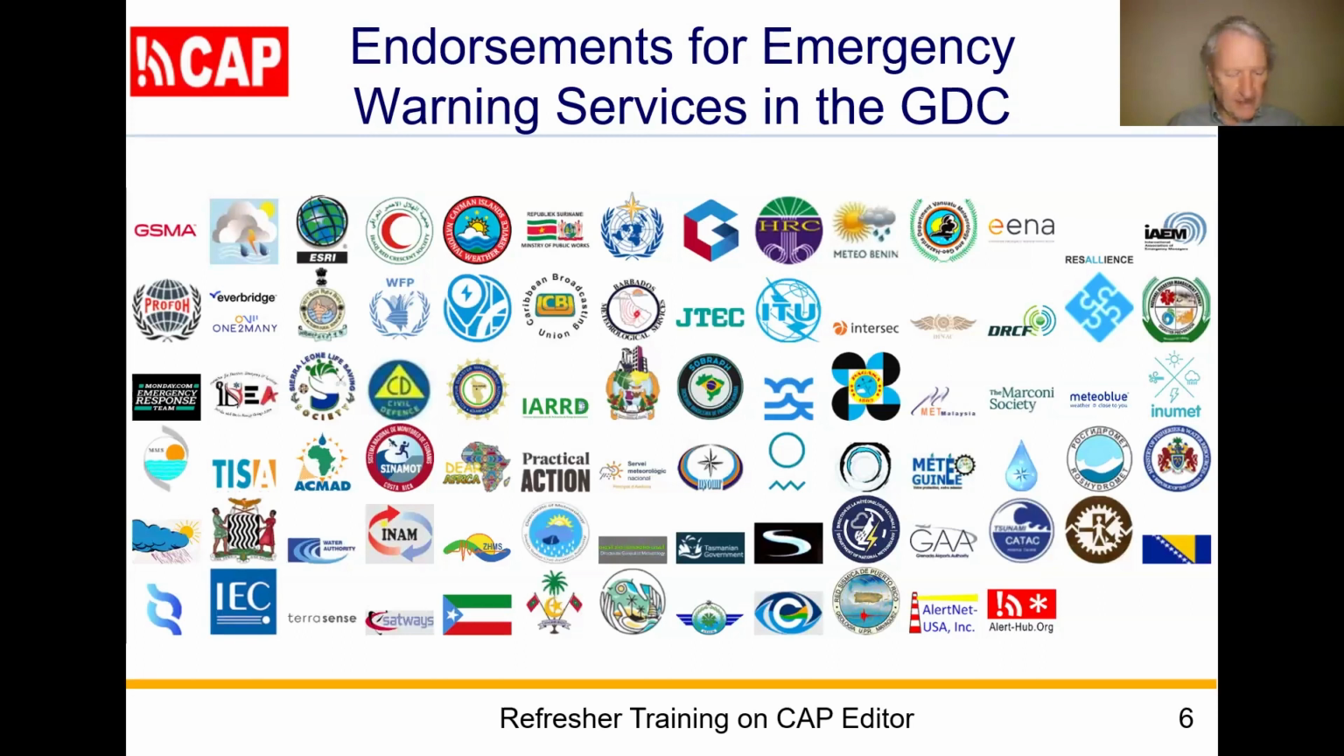These are the endorsements for those 82 organizations. These are their logos of those who endorsed our input to the GDC. You probably recognize many of these. There's World Meteorological Organization. There's the International Telecommunications Union, GSMA, etc.